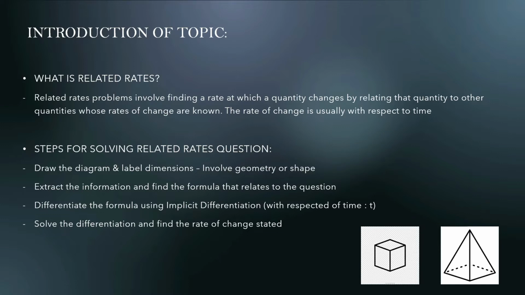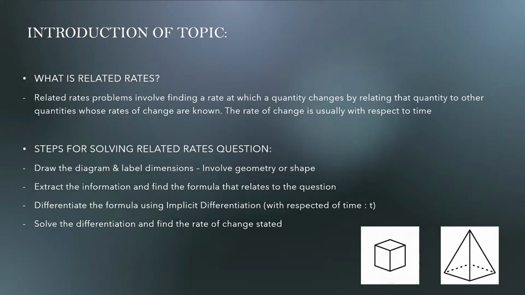Number 3. Differentiate the formula using implicit differentiation with respect to time. Number 4. Solve the differentiation and find the rate of change stated.